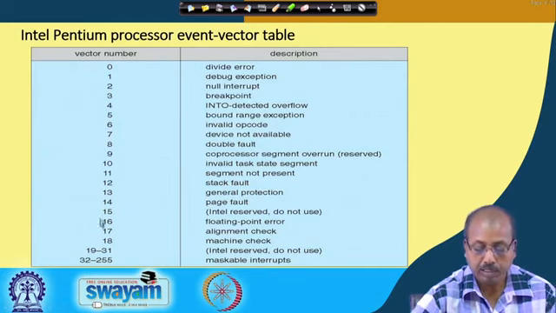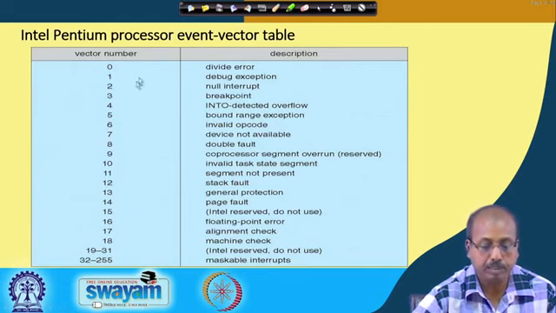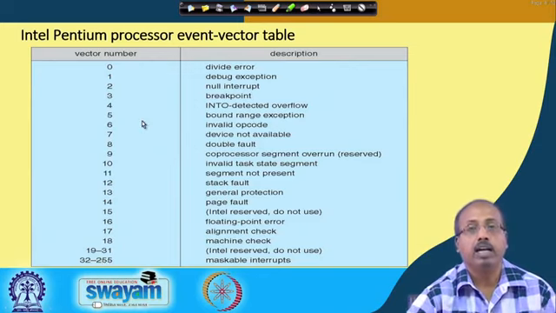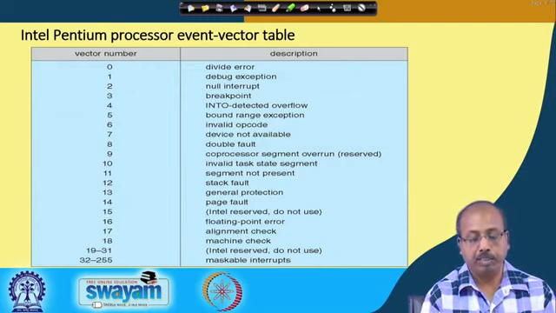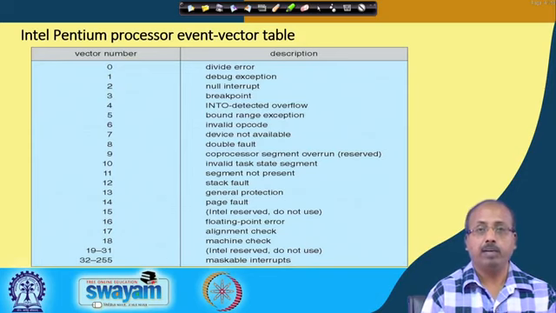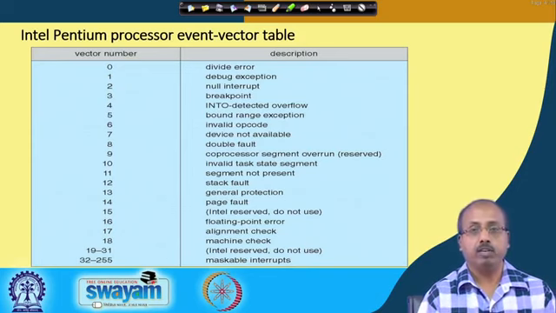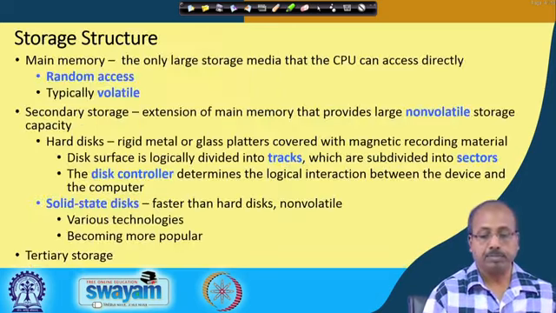In this way you can have a number of interrupts, like there are 256 interrupts that we have in the system. Some of them may be used by the system, and some of them may be used by the user for providing different services for program development.